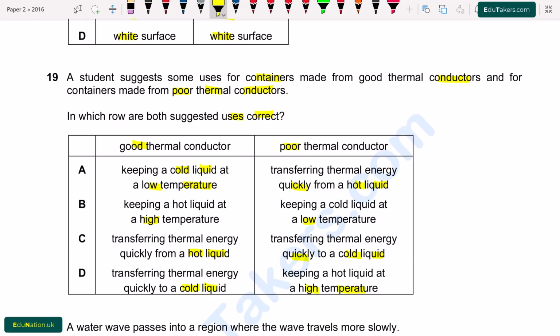First of all, a good thermal conductor can easily transfer thermal energy, and a poor thermal conductor can easily keep a hot liquid hot at a high temperature, because the liquid is already hot. They conduct thermal energy poorly, but it does not matter because the liquid is already hot. It means that good thermal conductors are those that transfer thermal energy quickly to the cooled liquid, and poor thermal conductors are those that keep a liquid hot at a high temperature. From here, option D is correct.